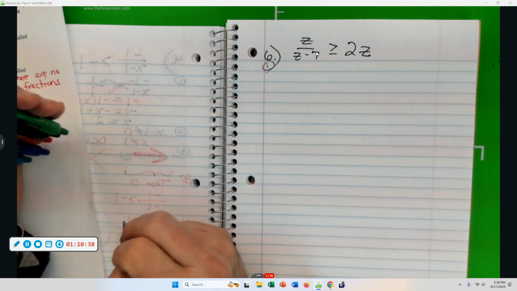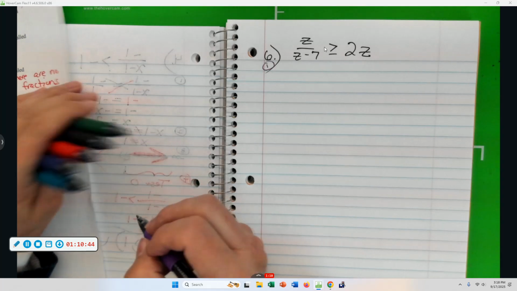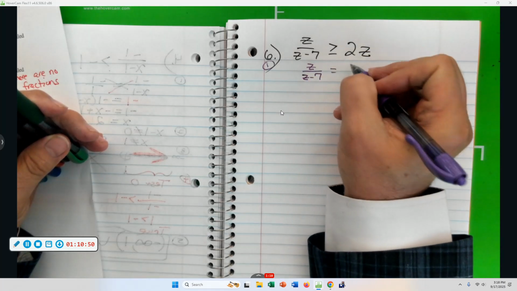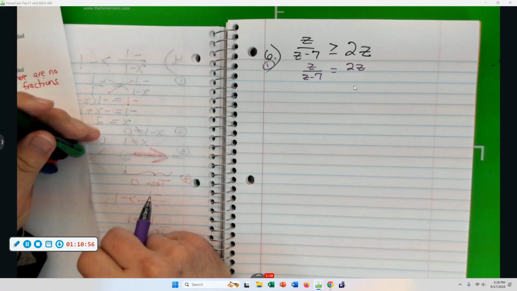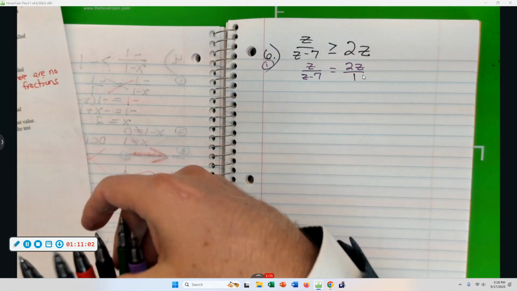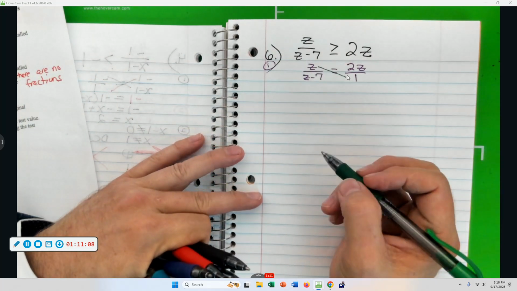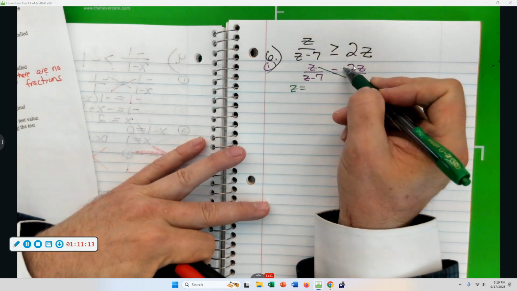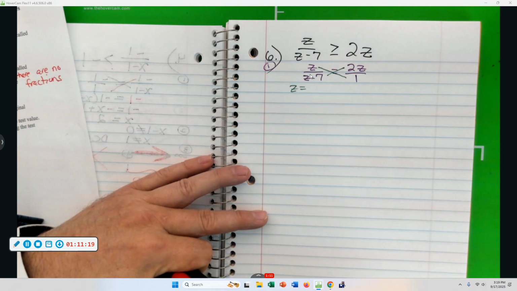Step number 1, what am I going to do? What's the first step in this recipe? Make it equal to. Okay, that's right. z over z minus 7 is equal to 2z. And what am I going to do with that 2z on the left side? Put it over 1, and cross multiply. z times 1 gives me just z, equals 2z times z minus 7. What am I going to have to do there? Distribute.